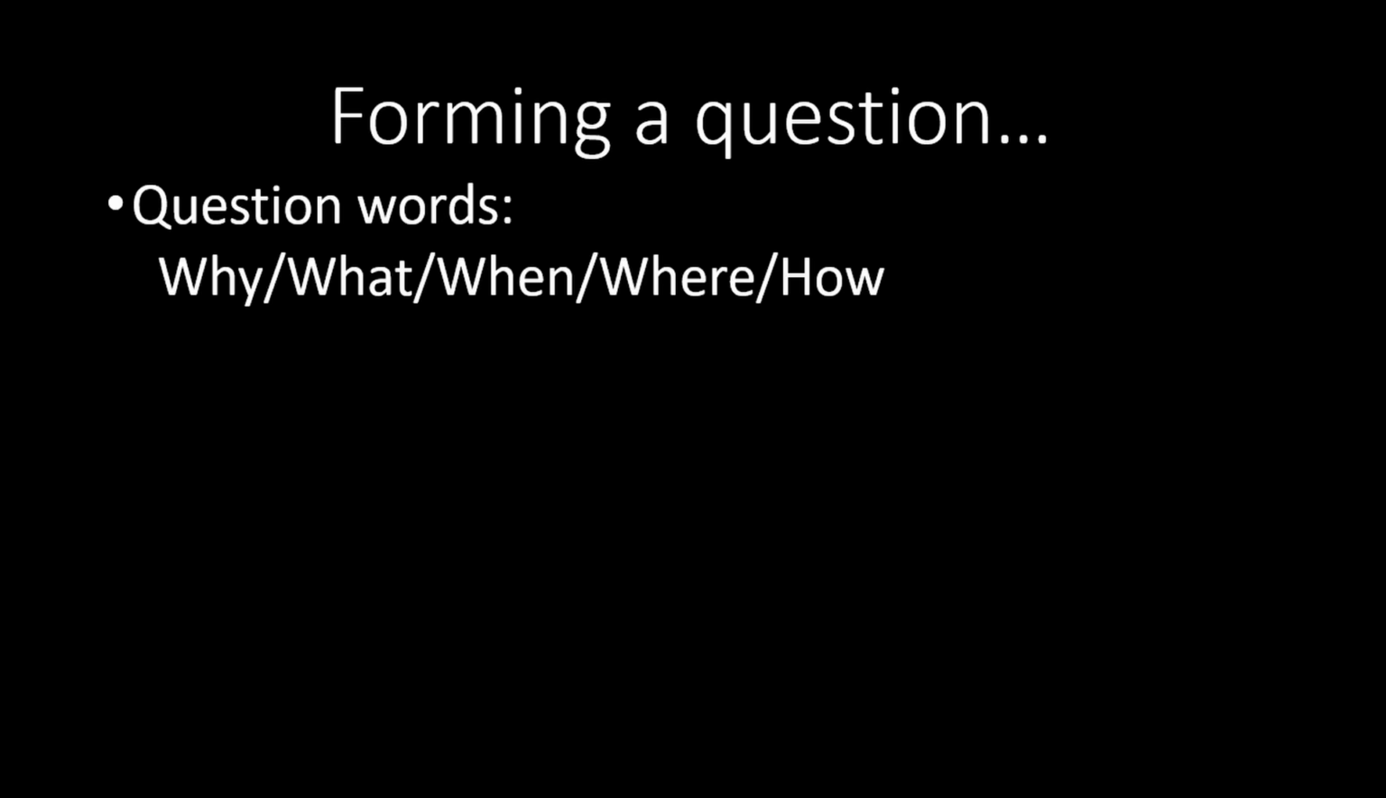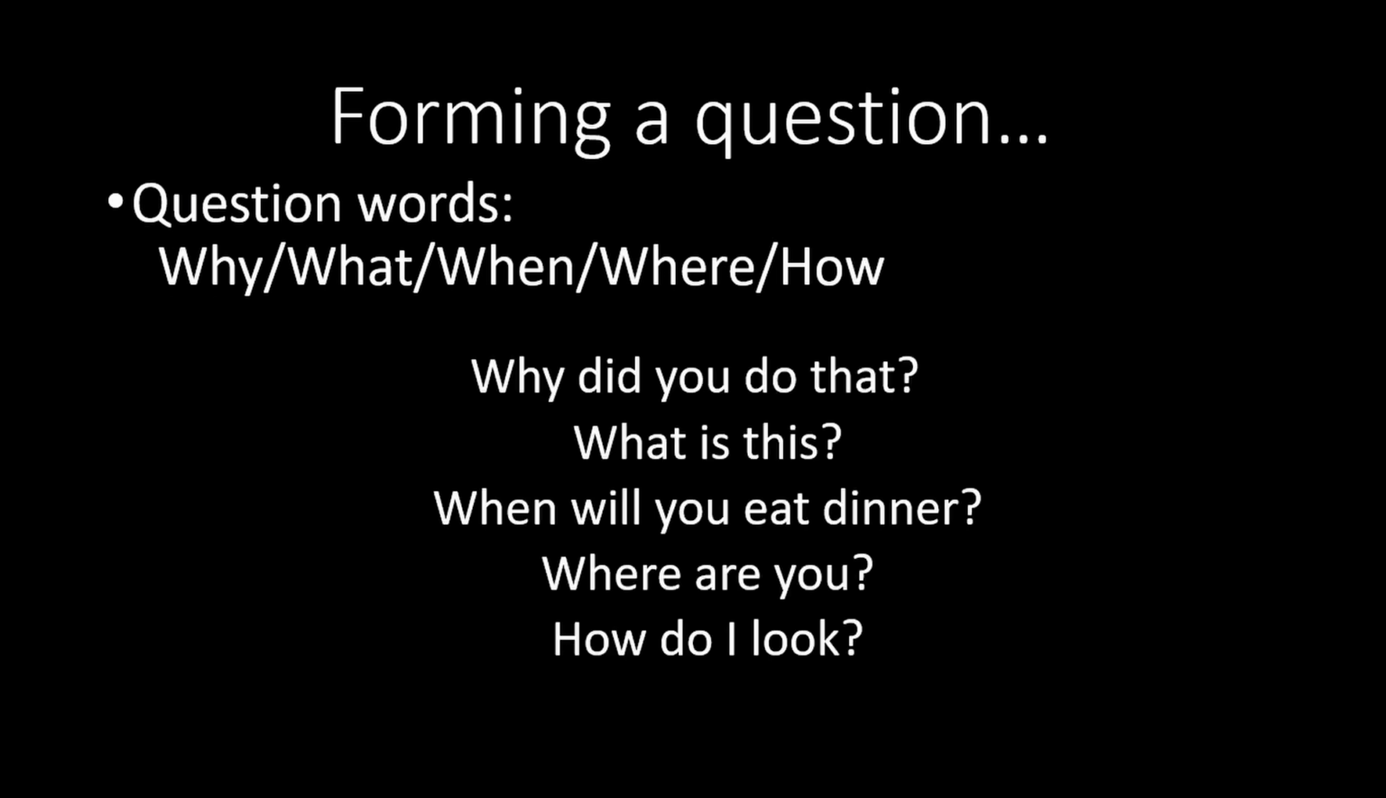Of course, we have question words in English that let you know immediately at the very beginning of a sentence that this sentence is going to be a question. Those words, of course, are why, what, when, where, and how. For example, why did you do that? What is this? When will you eat dinner? Where are you? How do I look?